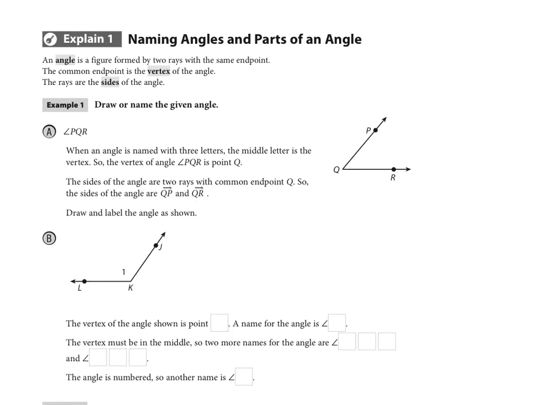Part B here says we've got an angle, and notice we are going to name this angle. The vertex of the angle shown, we're going to fill in as we go here, is what corner. So if we're looking at part B of this example 1, K is in the corner of the angle. So K is going to go in the first box. A name for the angle then, we could just call it angle K. Back here we could just call it angle Q.